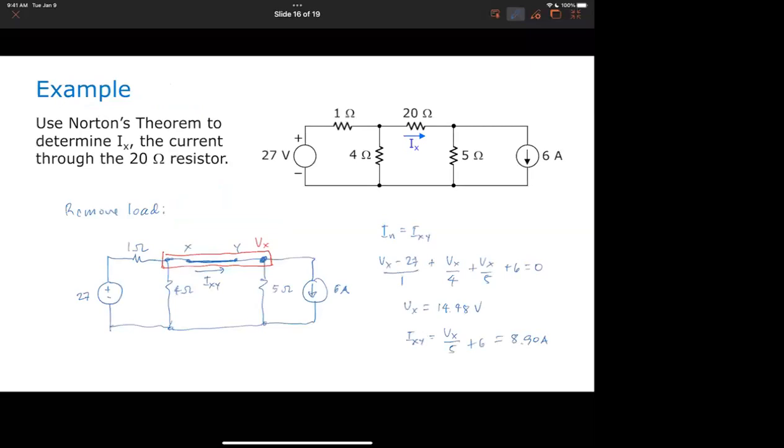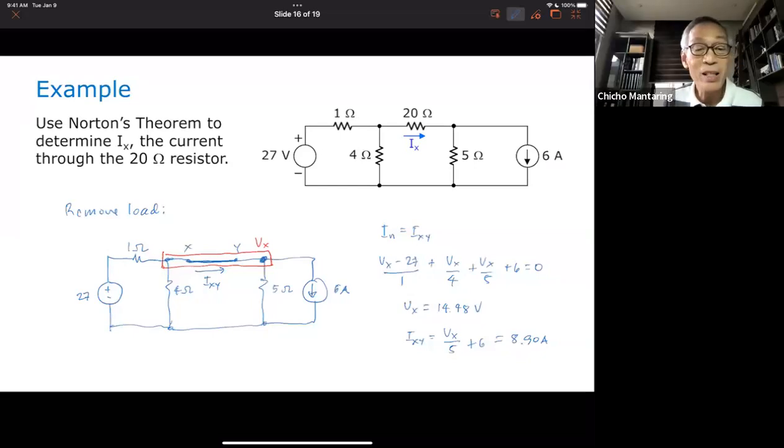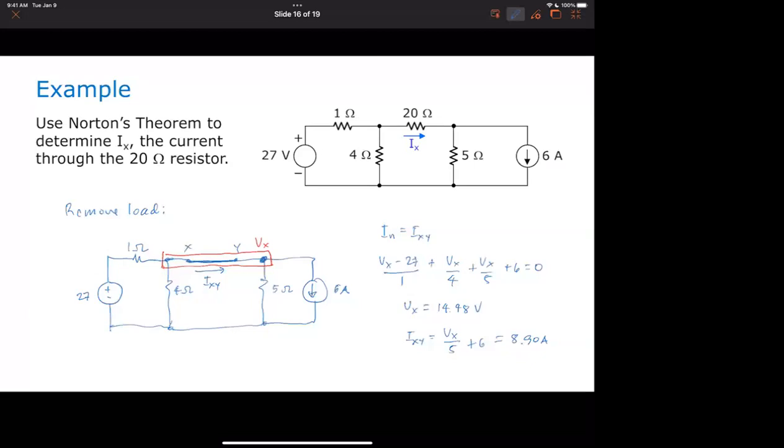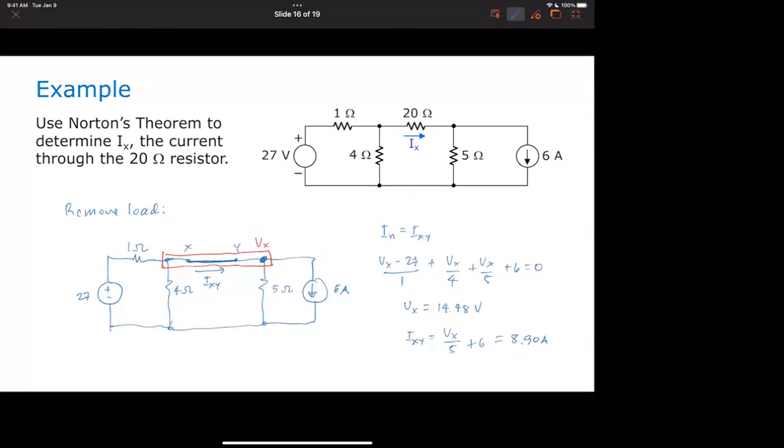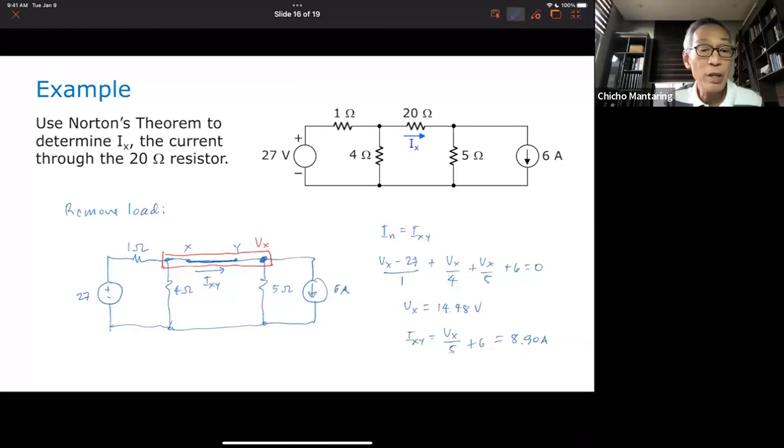Sir, I have a question. Yes, go ahead. Is it possible to use superposition since there are two independent sources? Yes, by all means, you can. This is to compute for IXY, in this particular circuit, you mean? Yes, sir. Yeah, you can. So you can consider the 27-volt acting alone, then you can consider the 6 amperes acting alone, and then you can just add the two up to determine IXY. You could have done that. So you can try doing that too as an exercise.